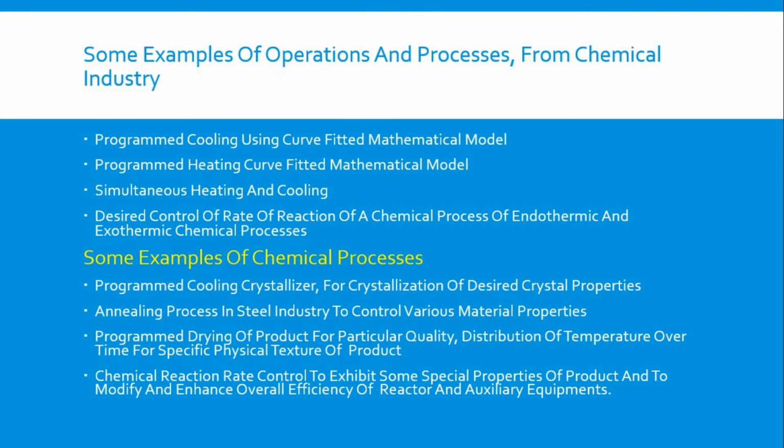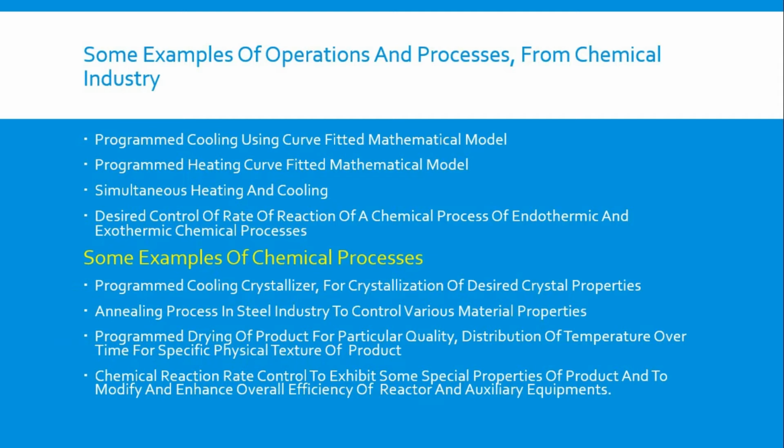Here are some examples of operations and processes from the chemical industry. One example may be programmed cooling using a curve-fitted mathematical model, as in the pharmaceutical industry when we need fine crystals and fine chemicals. Programmed heating using a curve-fitted mathematical model, simultaneous heating and cooling, desired control of rate of reaction of a chemical process, of endothermic and exothermic chemical processes.